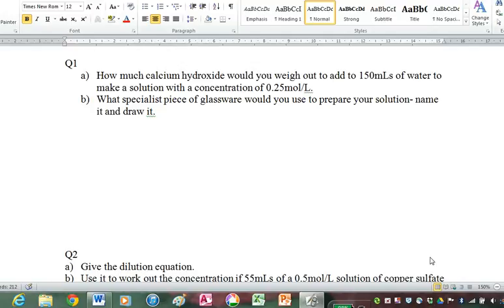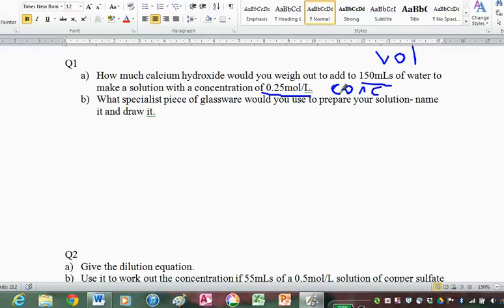Okay, this is a sample concentration question based on making up solutions. So when we read the first sentence, how much calcium hydroxide would you weigh out to add to 150 mils of water? You have to identify that the 150 mils is a volume, and that the 0.25 moles per litre is a concentration.